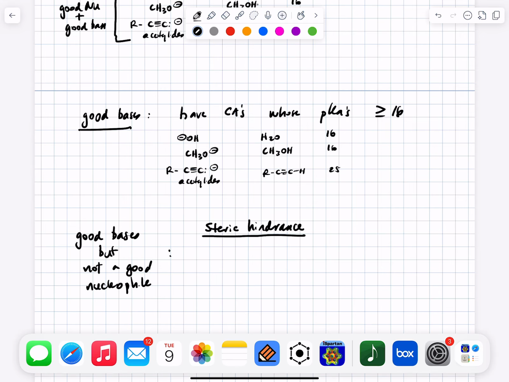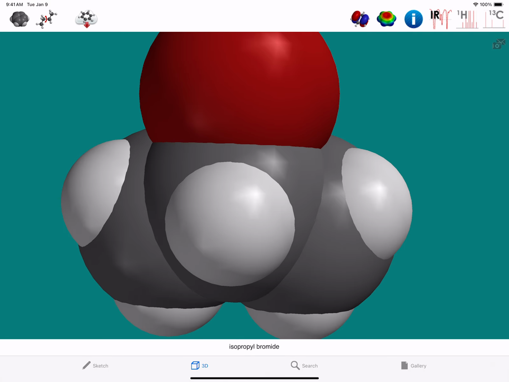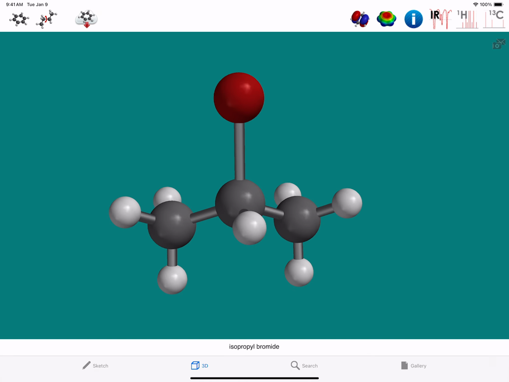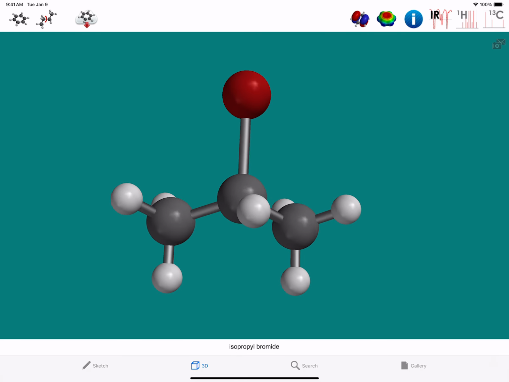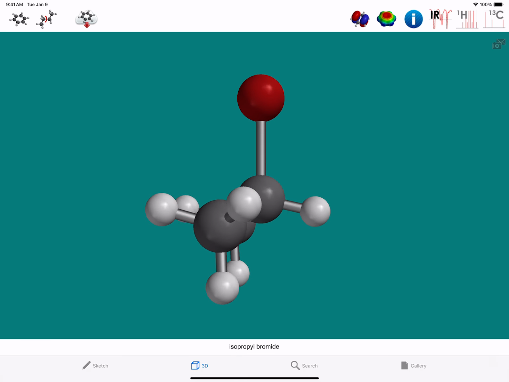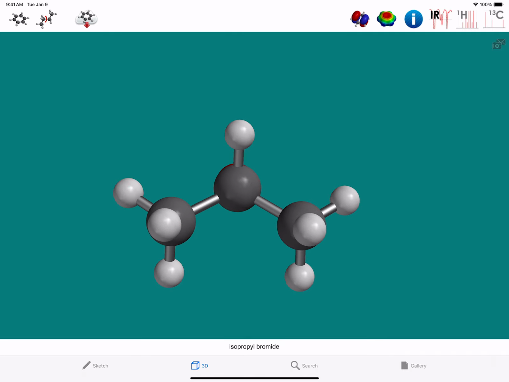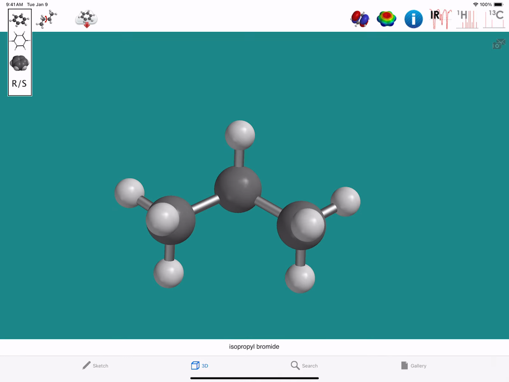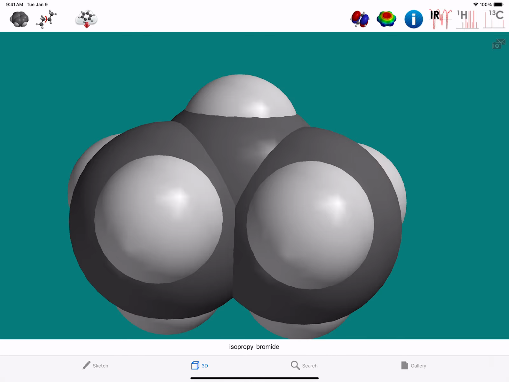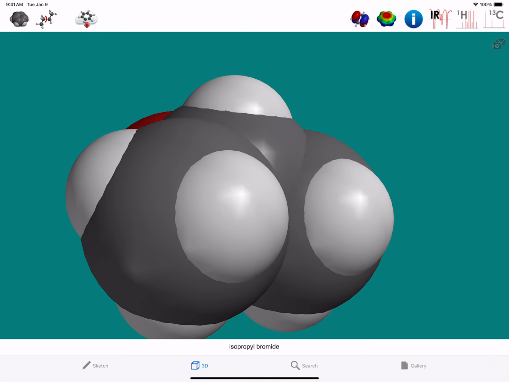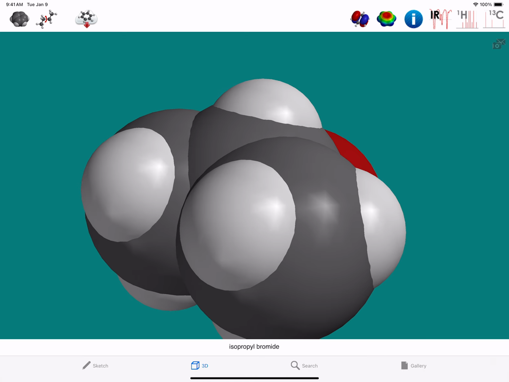As I tried to demonstrate, I don't know how effective it was, here is an alkyl halide. The bromine is in the sort of red brick color, the carbons are gray, and the hydrogens are white. We're looking down the bond between the alpha carbon and the leaving group, and adjacent to that alpha carbon, on the left and on the right, are beta carbons. If we look at the space-filling model, you can see that the alpha carbon is much more difficult to access than the beta hydrogens.